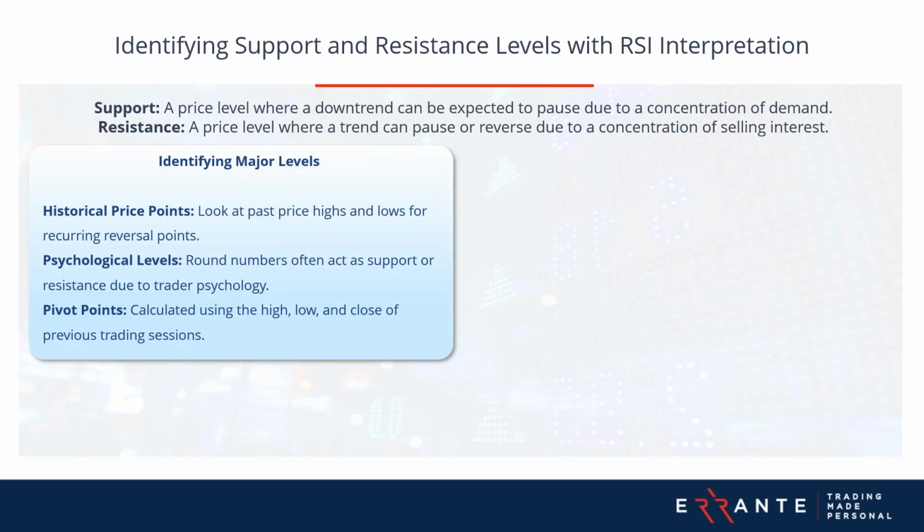To pinpoint these levels, we'll start by examining the chart for historical price points where reversals have consistently occurred, like what we usually see during a strong uptrend or a strong market downtrend. These are our first clues. Additionally, round numbers frequently act as psychological barriers.